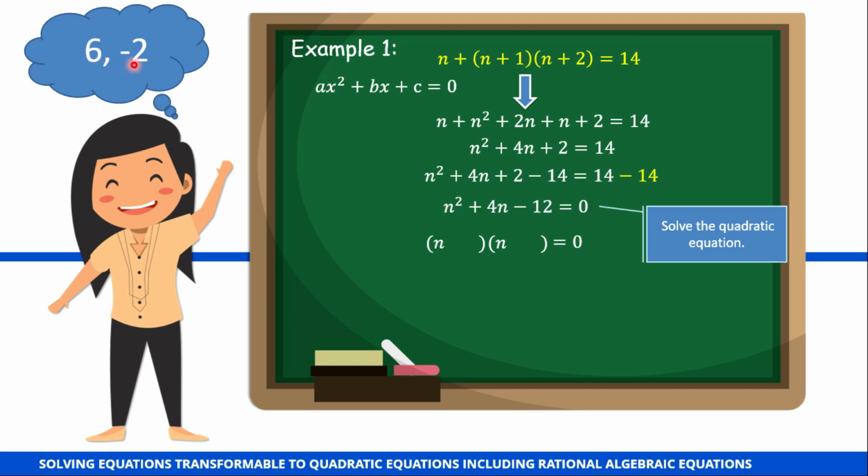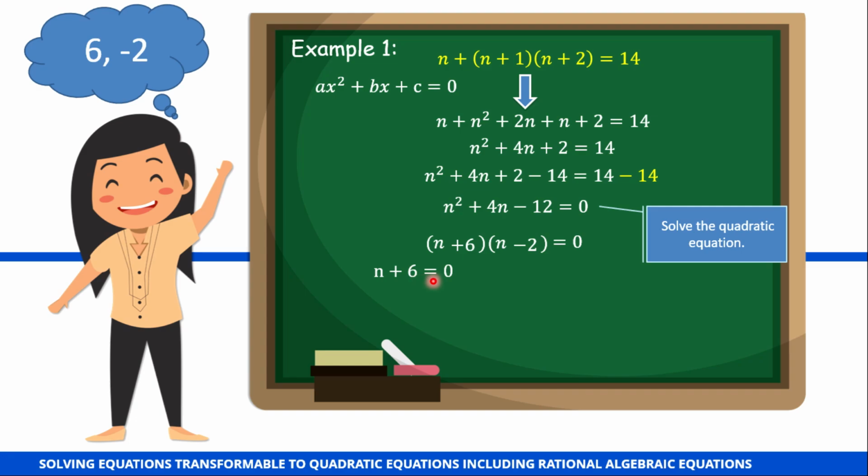6 times negative 2, that is negative 12. 6 plus negative 2, answer is positive 4. So, let's use those numbers. Ilagay natin dito sa ating mga factors. So, we have n plus 6 and n minus 2. Let's use the zero product property. Unahin natin ang n plus 6. n plus 6 is equal to 0.